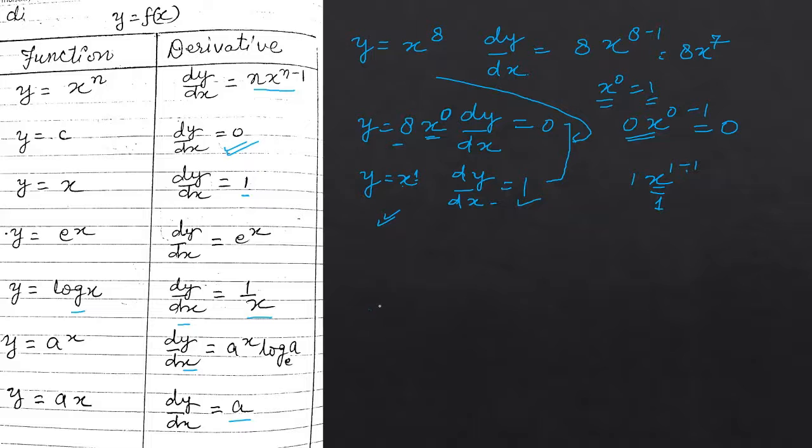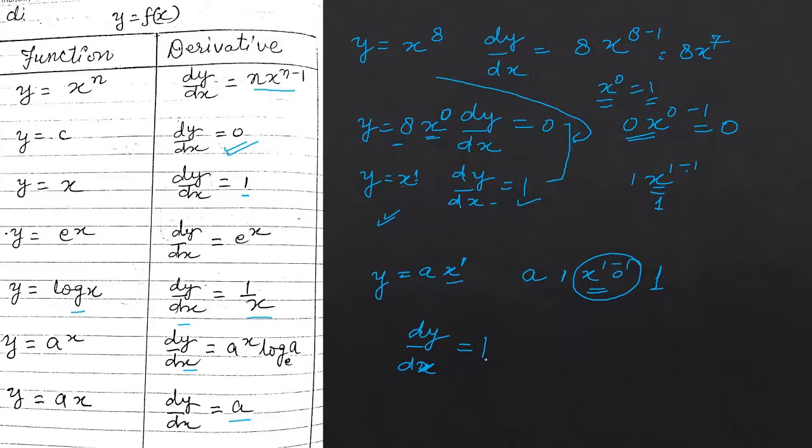This is again the same rule: differentiation of x raised to n is equals to n x raised to n minus 1. Here power of x is 1. That means differentiation of this will be a into 1 into x raised to 1 minus 1. That means x raised to 0, and this is equals to what? This is equals to 1. So dy by dx of this function is equals to a. Right? You can take a screenshot of all these thumb rules.